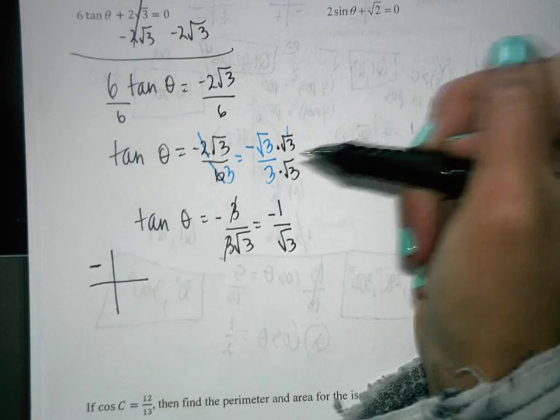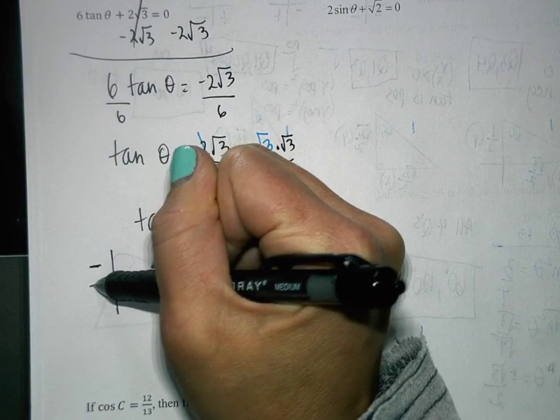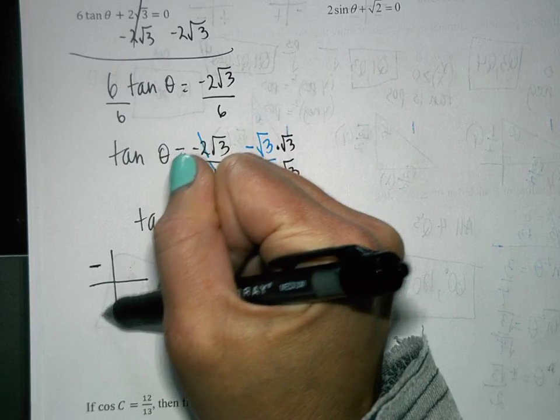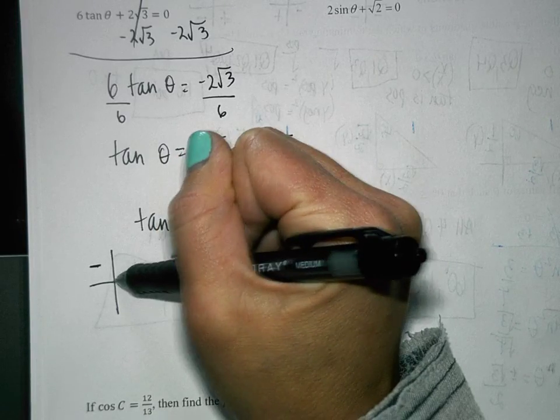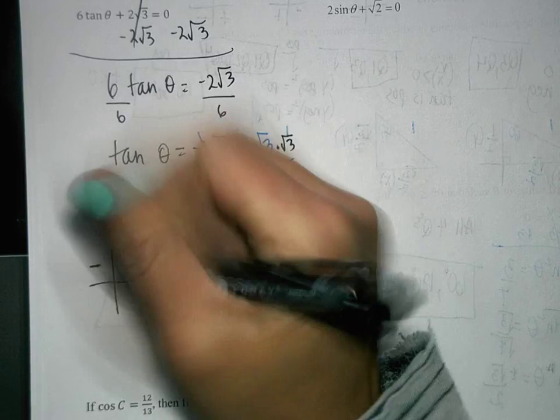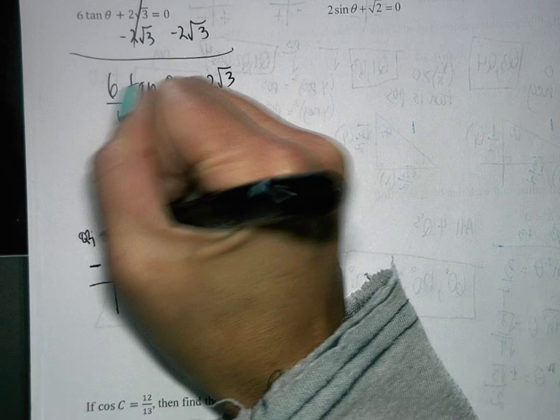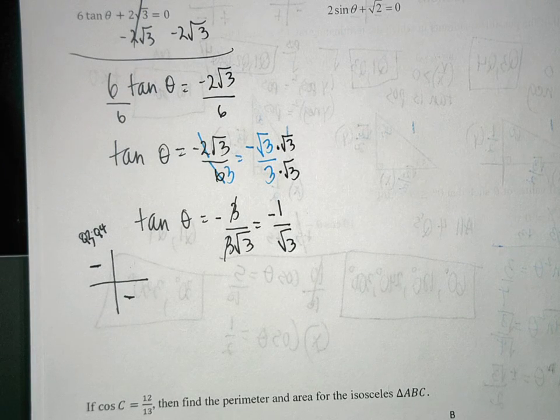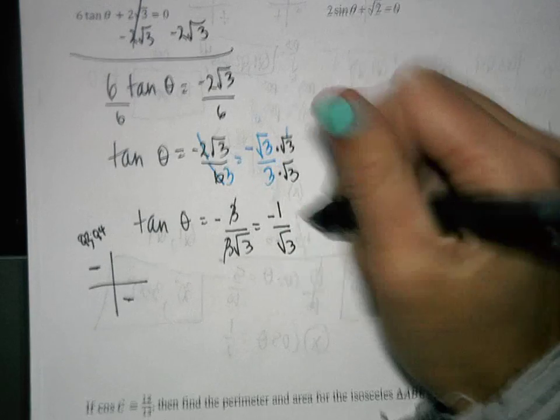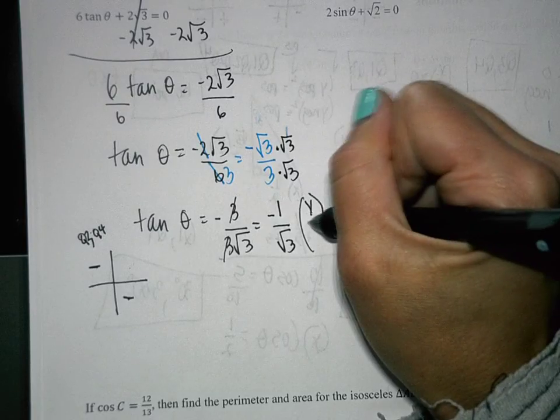Down here, x is negative and y is negative, and 2 negatives make a positive. And in quadrant 4, x is positive, y is negative. So tangent is negative in quadrants 2 and 4. So we're looking for answers that will end up being in quadrant 2 and 4. But we need to figure out where is y 1 and x root 3.